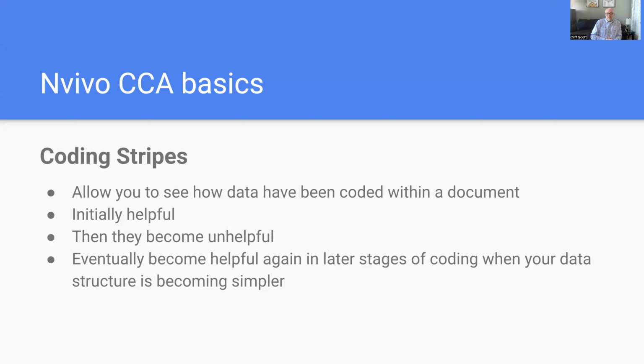So the coding stripes may be helpful for you initially, then they may become unhelpful for you. And that's not a bad sign if they do. But as you simplify your structure and you refine your data structure through selective coding, you may eventually find that those coding stripes become easier to use as we have eliminated all these extra categories, we've combined categories. So you might see it as a good sign if the coding stripes are initially helpful, then become really distracting and unhelpful, and you can unclick them and make them disappear. And then they may eventually become helpful again.